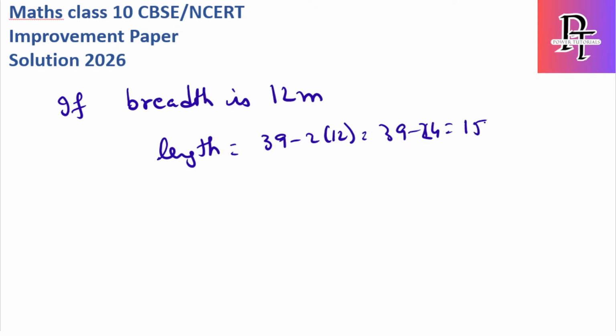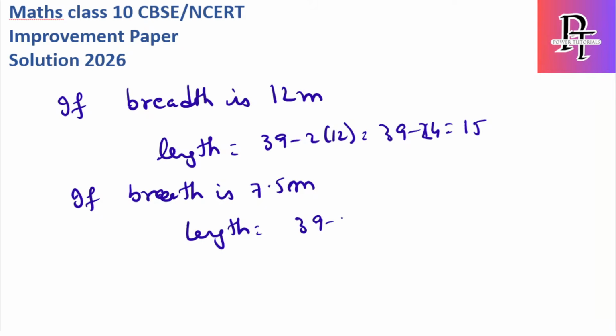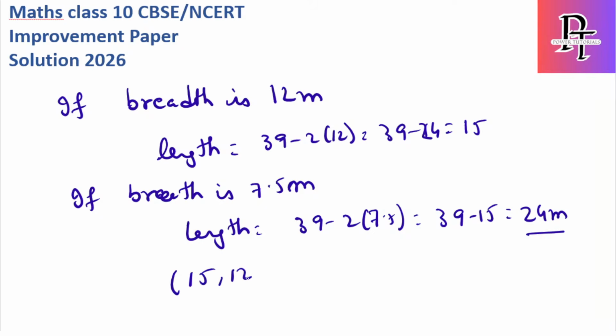Minus 24 is 15. Same way, in the second case, if breadth is 7.5 meters, then length is equal to 39 minus 2 into 7.5. 2 into 7.5 is 15, so 39 minus 15, I'll get the value as 24 meters. So it can be both the cases. It can have length as 15 and breadth 12, or in the second scenario, if length is 24 and the breadth is 7.5, we'll get the same answers.